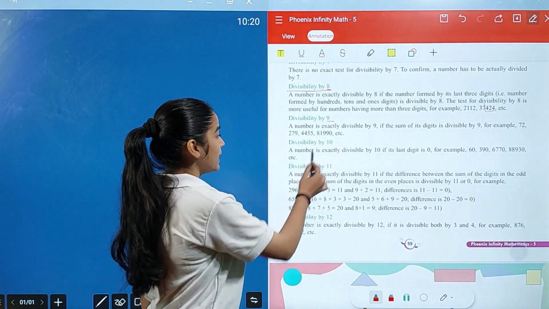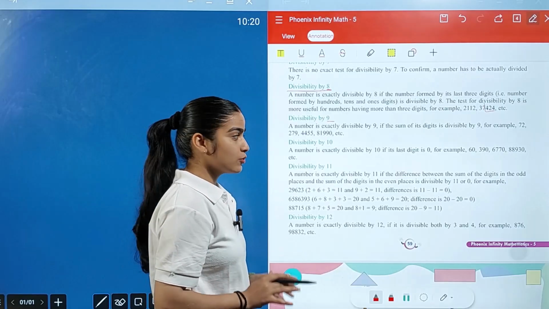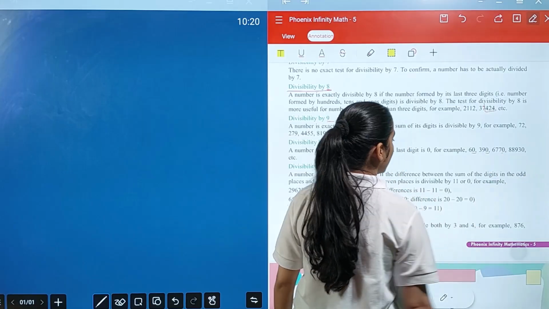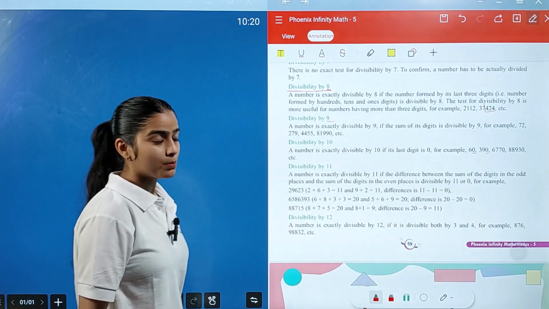Now divisibility by 10. For divisibility by 10, you just have to notice the last digit. If you have last digit 0, it means the given number is divisible by 10.